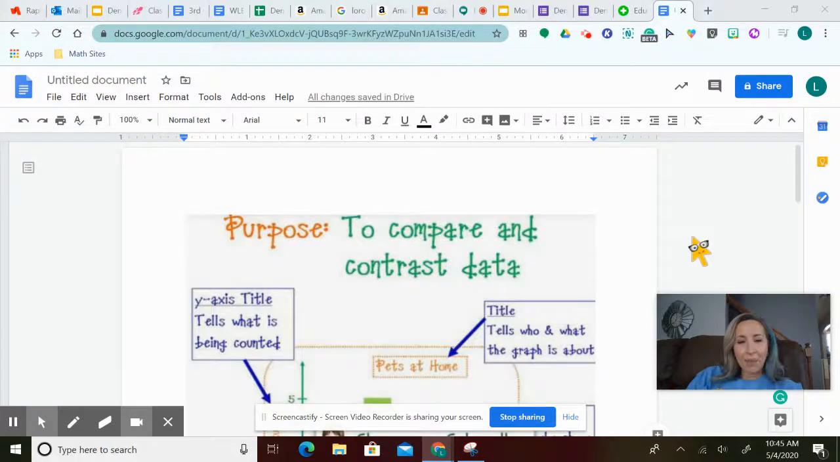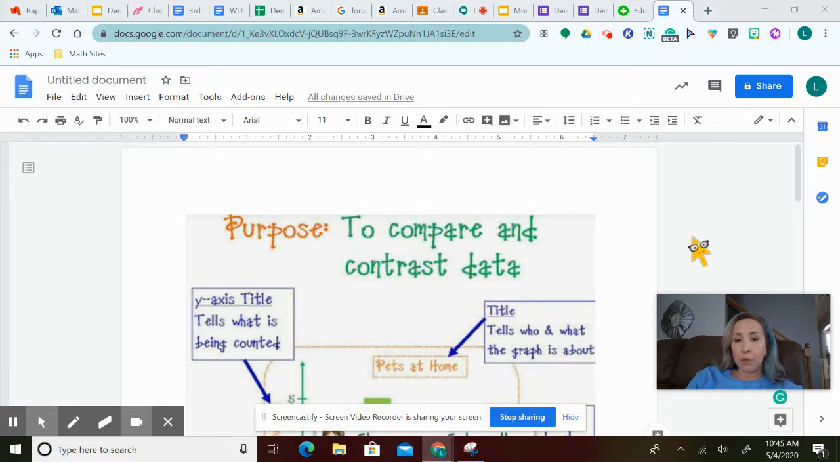Hey guys, today I want to quickly go over and review with you what you need to make sure that you're putting in on your bar or pictograph that you're going to create today using your Flipgrid. Again, you don't have to do both. You can pick one, whichever one you prefer.